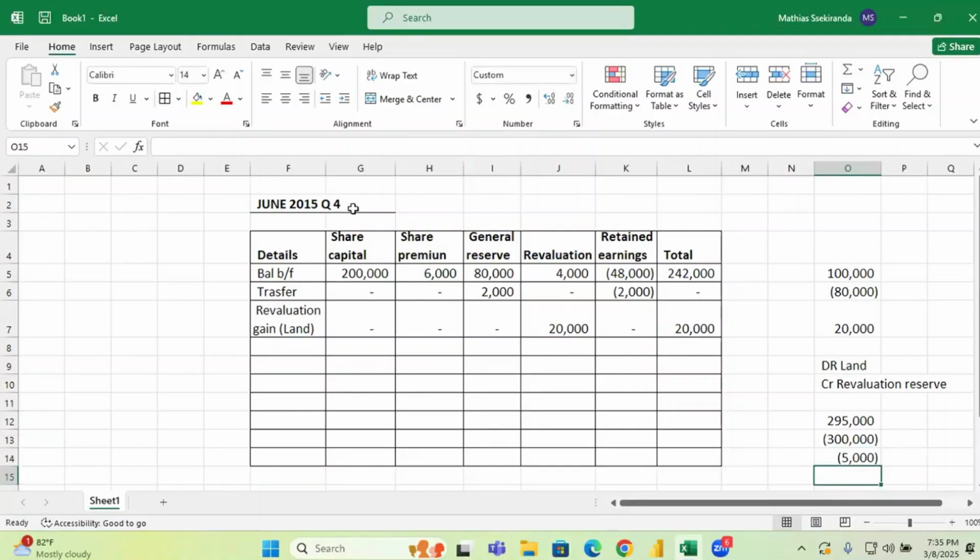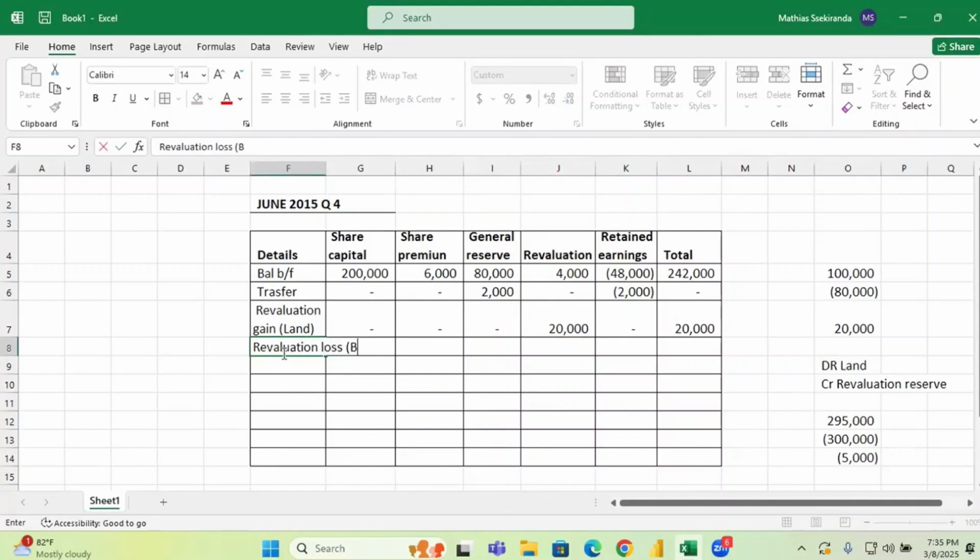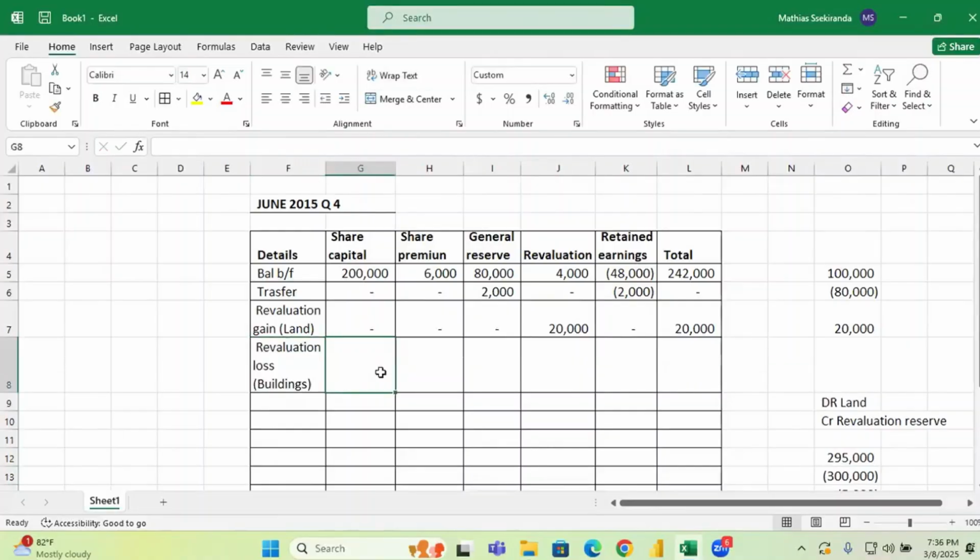So we have a revaluation loss in line with buildings. Therefore, you also go and post it under revaluation reserve, and we shall also have that horizontal total.